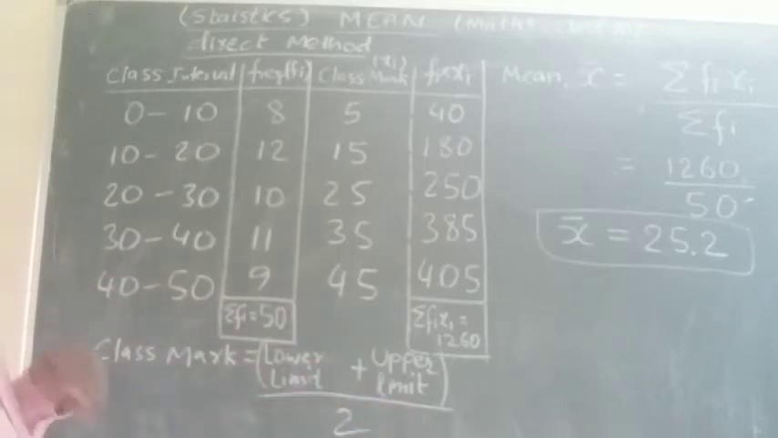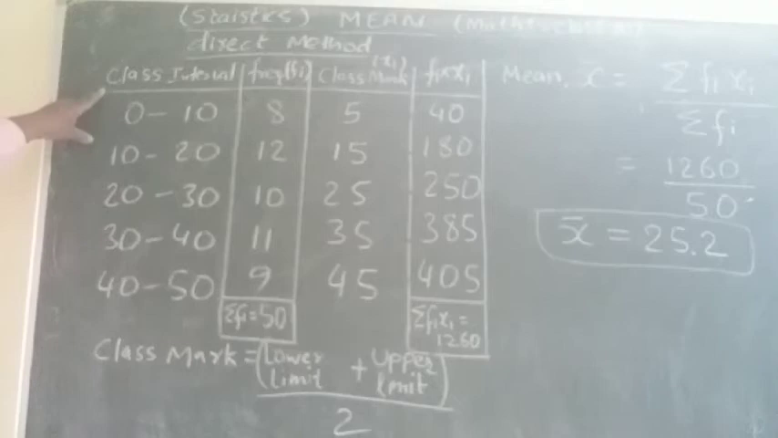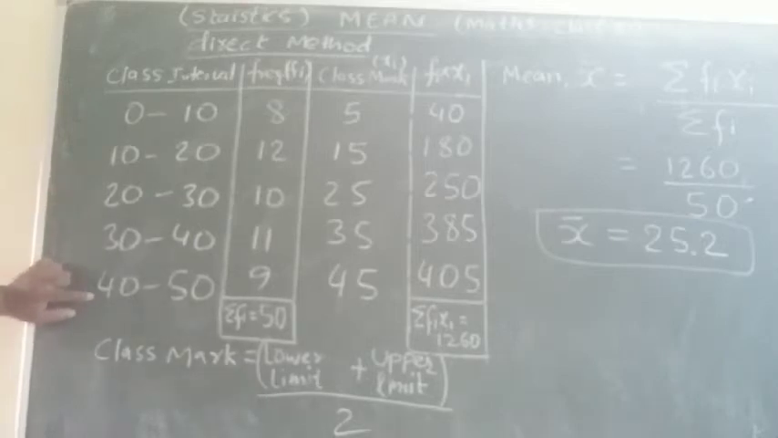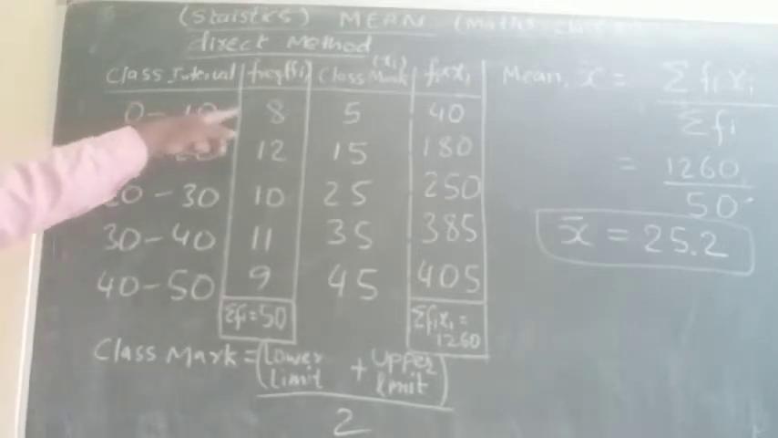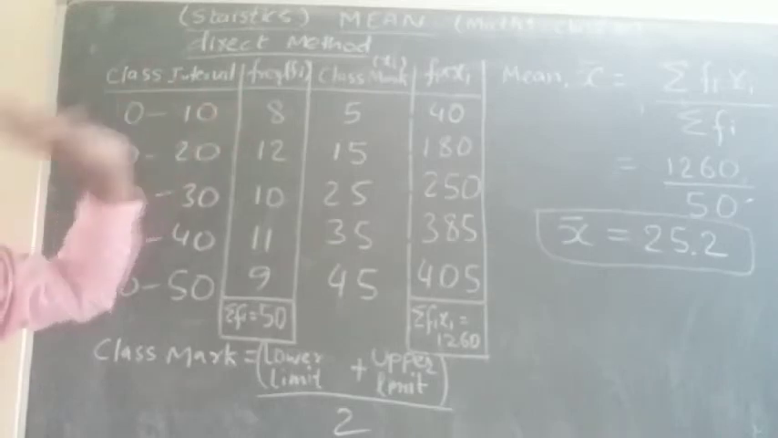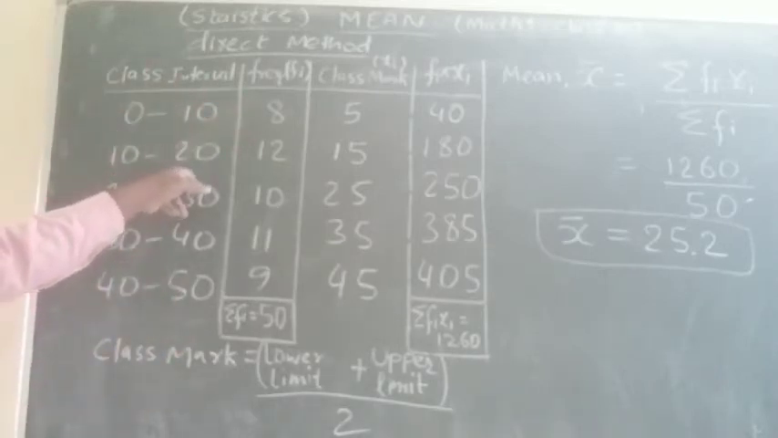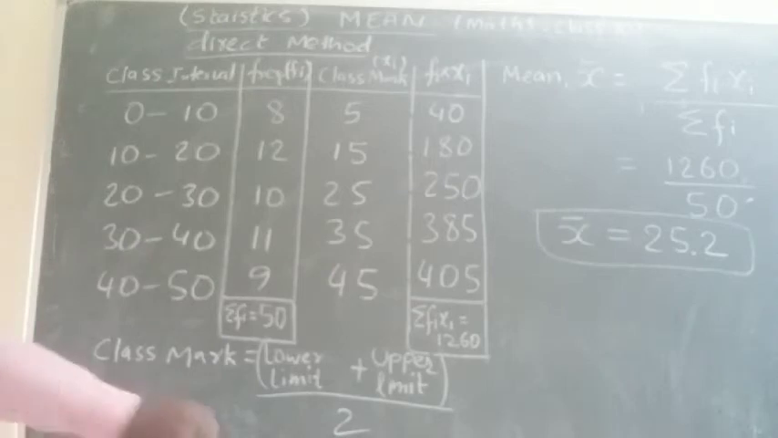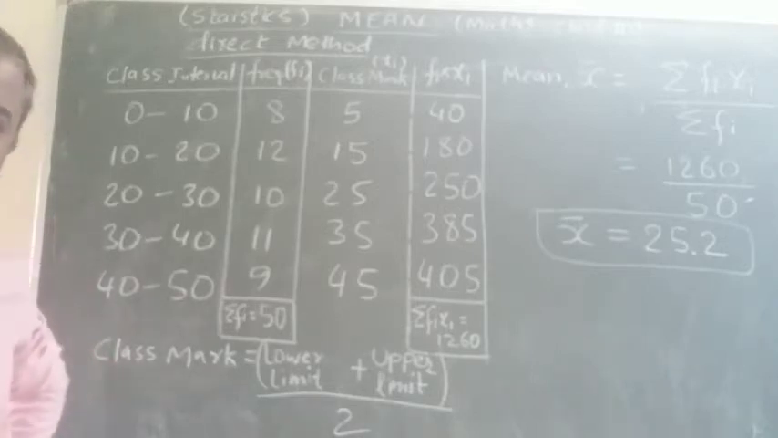Look at this. Here is the class interval: 0 to 10, 10 to 20, 20 to 30, 30 to 40, 40 to 50. So this is the class interval. And these are the frequencies: 8, 12, 10, 11, 9. That means in the 0 to 10 class, 8 numbers are coming; 10 to 20 class, 12 numbers; 20 to 30 class, 10 numbers; 30 to 40 class, 11 numbers; and 40 to 50 class, 9 numbers. These are the records.